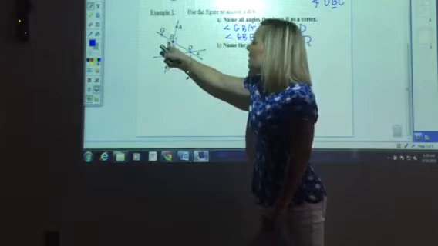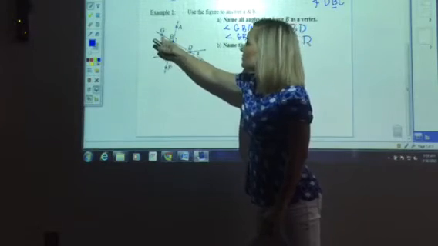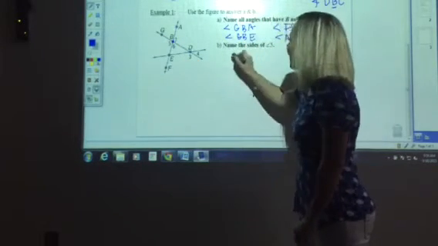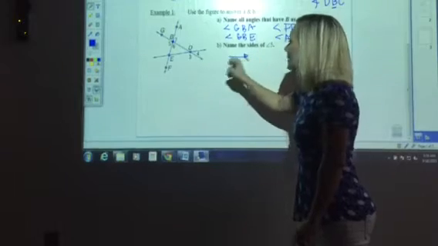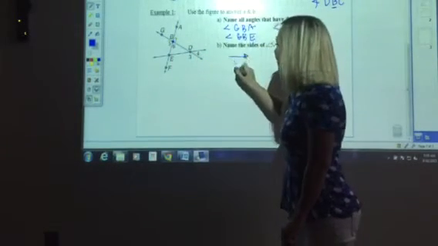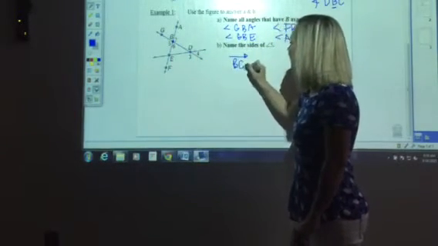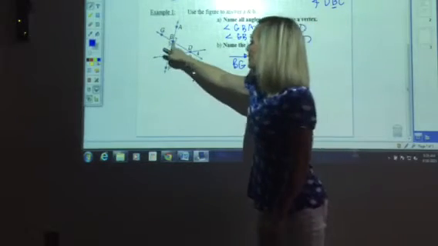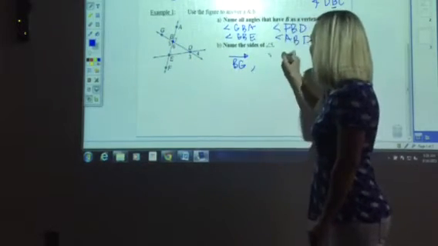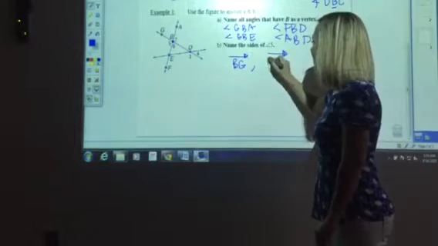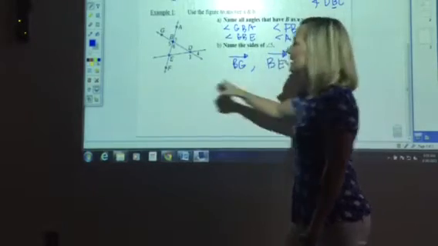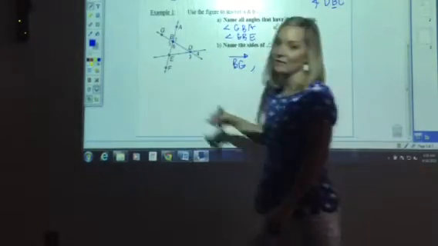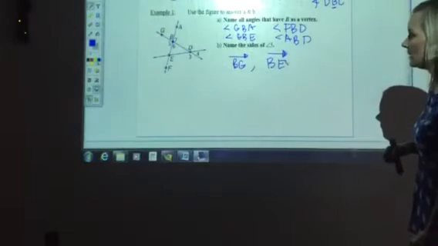My next question says name the sides of angle B. Here's angle B. Remember, since it's an angle, my sides are going to be the rays. So I would call this ray, since it's starting at B, BG. And then also it would be ray BE, and I start with B. It doesn't matter if I say BE or BF because that's still along the same line.